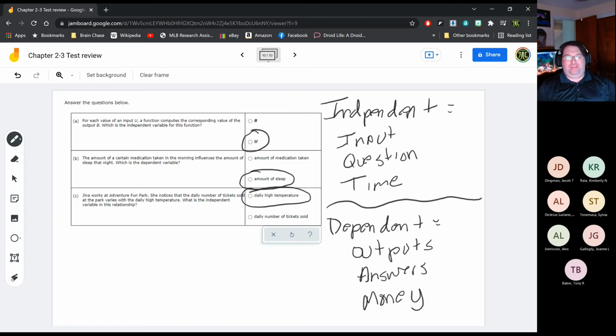So depending on how high the temperatures are, they would say, okay, I need extra staff on because we're going to have more tickets sold. The daily high temperature is what dictates or tells you how many tickets you're going to sell. Okay.